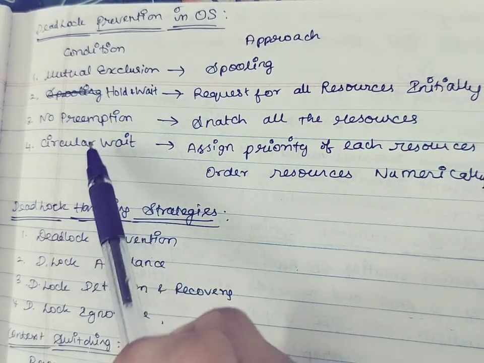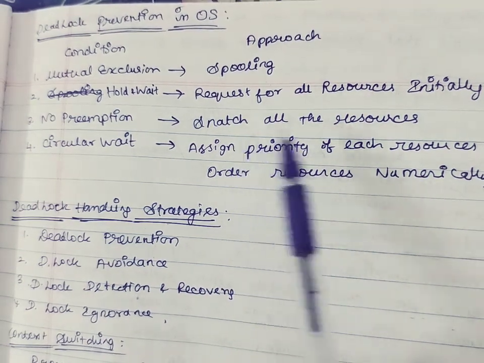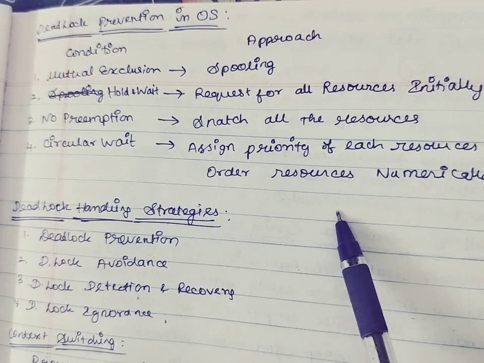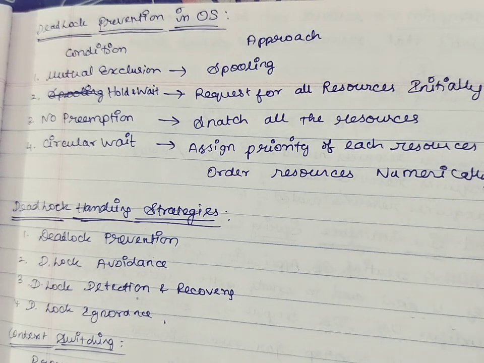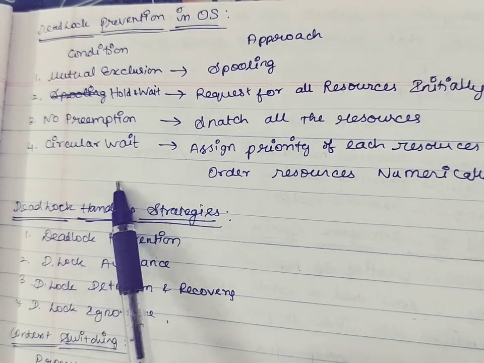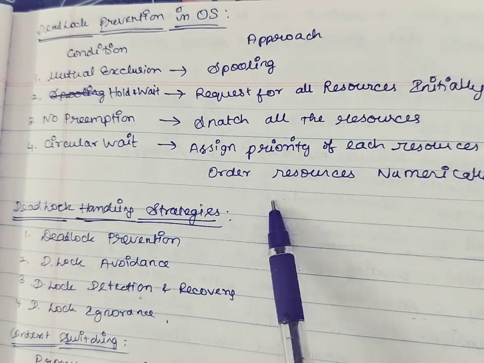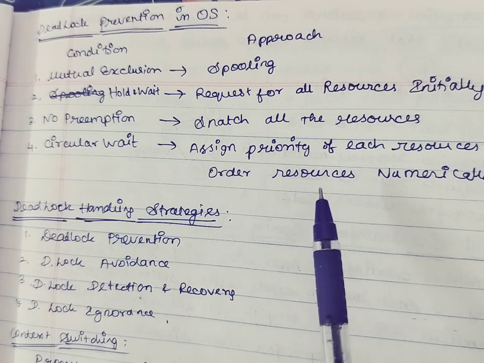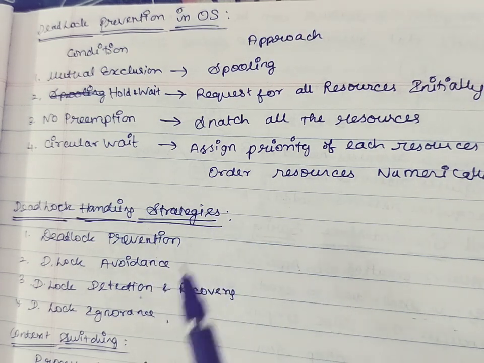And we have no preemption. For no preemption, it will snatch resources, which means it picks up a resource and waits until the other resources are available. And we have circular wait, where all the resources are given a priority ordering, which is ordered numerically. This is how it is executed.